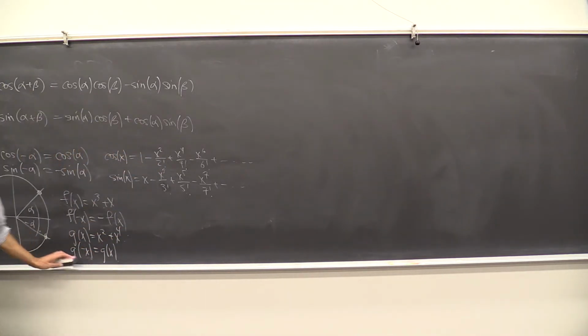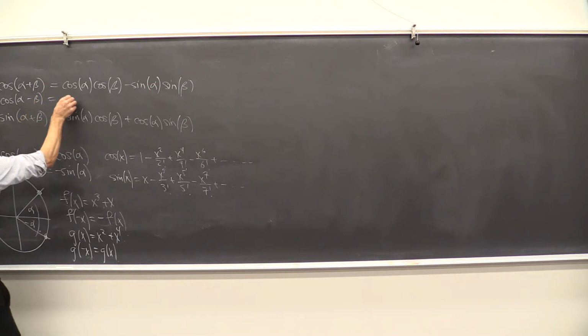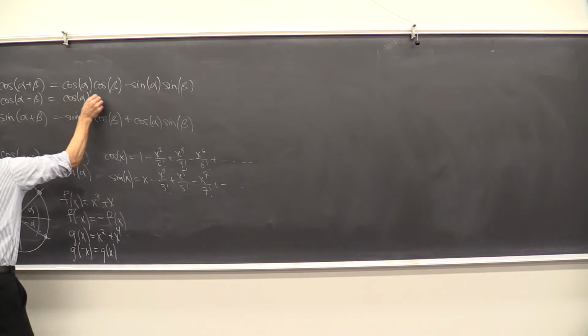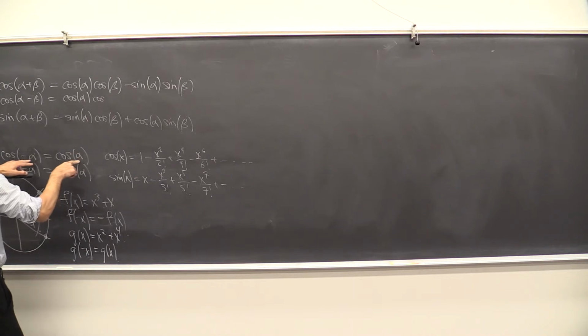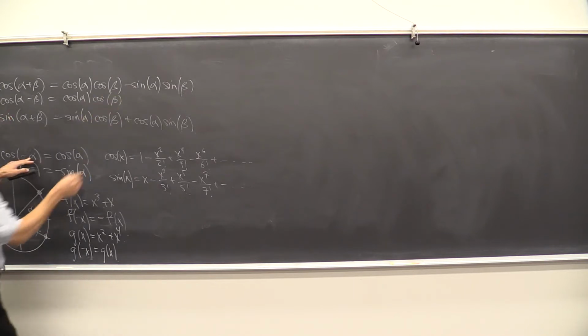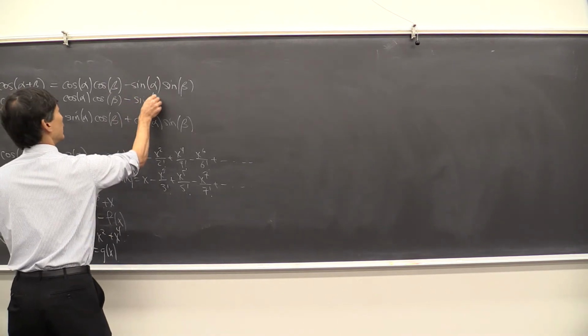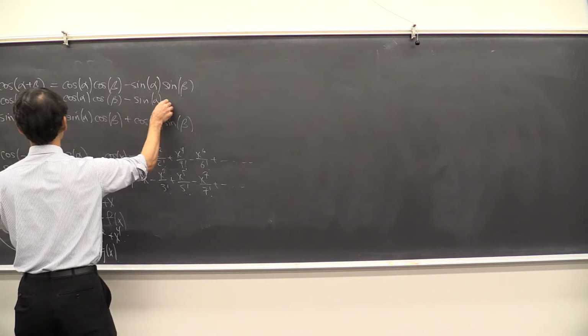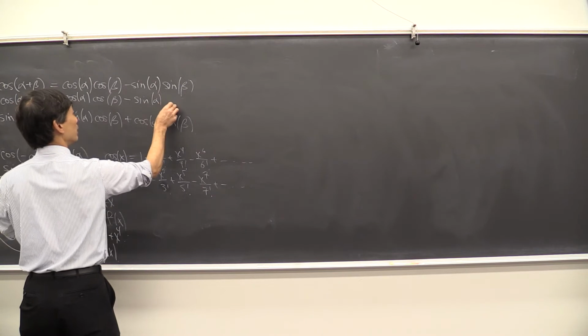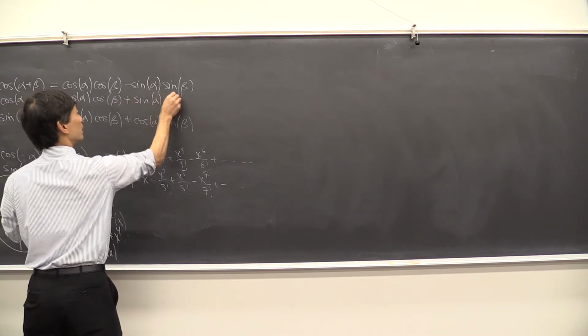Okay. So what we did with these was we could use them to extend the formulas. So we have cosine of alpha minus beta is cosine alpha, cosine of negative beta, but cosine of negative beta is the same as cosine beta. And then minus sine alpha, sine of negative beta. Sine of negative beta is negative sine beta, so we get a plus here.